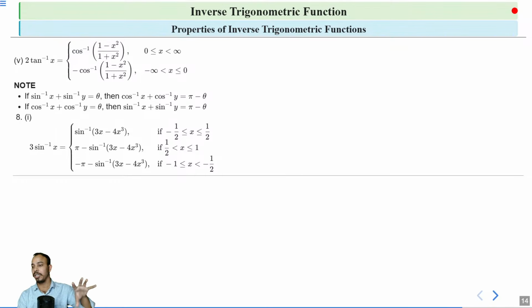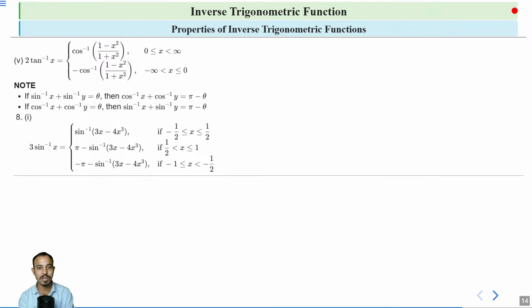And if your x lies in 1 by 2 to 1, that is, 1 by 2 less than x less than or equal to 1, then 3 sin inverse x is equal to pi minus sin inverse of 3x minus 4x cube. If minus 1 less than or equal to x less than minus 1 by 2, then 3 sin inverse x is equal to minus pi minus sin inverse of 3x minus 4x cube.